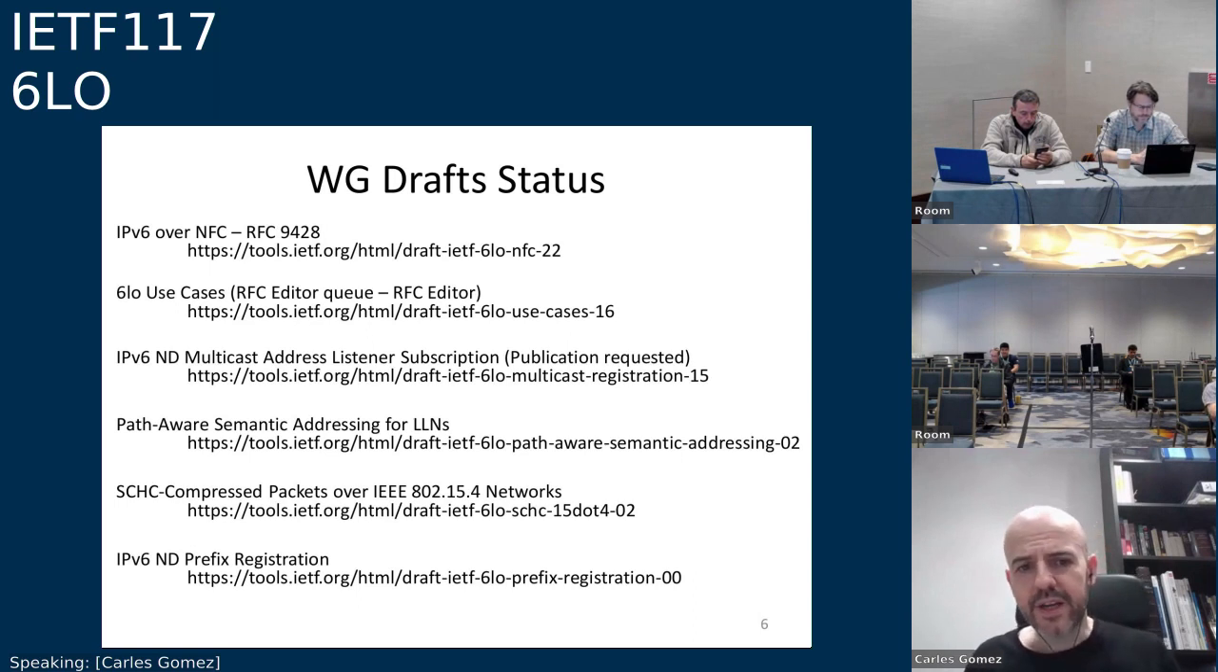And then the three other working group documents are at earlier stages. The first one is the path-aware semantic addressing for LLMs, which is at version 02 and will be presented later today. The other one is the transmission of SHIC compressed packets over IEEE 802.15.4 networks, which is also at version 02 and will also be presented. And the last one, which was adopted just a couple of days ago, is the IPv6 and the prefix registration, which will also be presented later today.